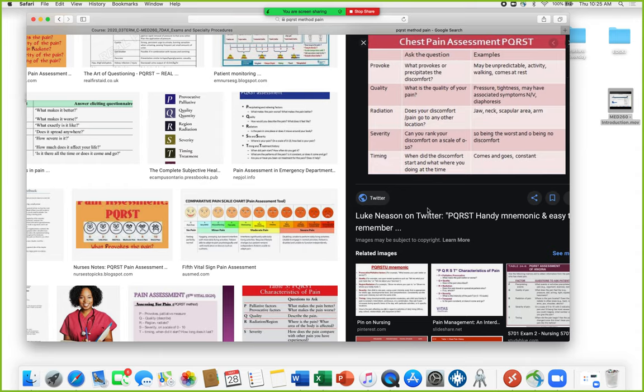Now, PQRST stands for provoke, quality, radiation, severity, and timing. So if you ask a patient regarding pain, you have to ask what provoked or precipitated it, what brought it on. If nothing, then it was unpredictable and it just came, it was very acute and it came out of nowhere. Quality. Now, quality is typically, was it a stabbing pain, like a knife, like sharp, or was it dull? You know, like being hit with a telephone book. I don't know why I chose that example.